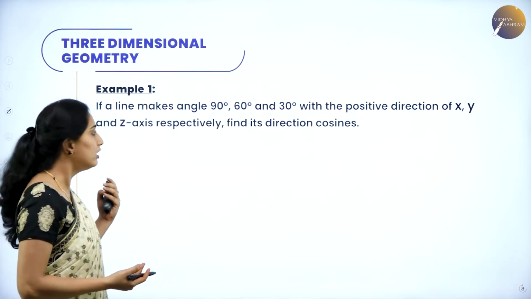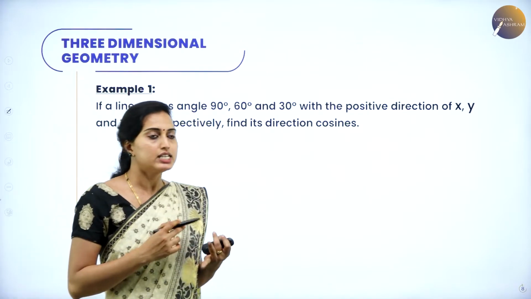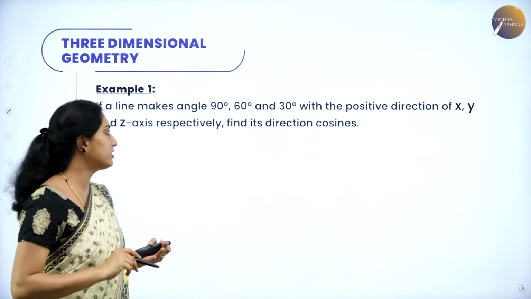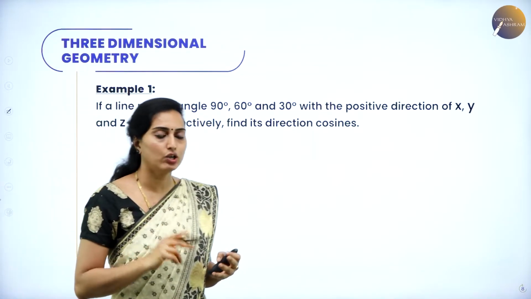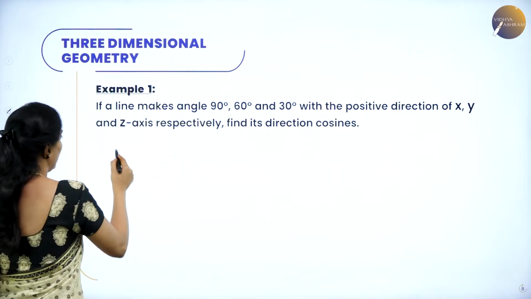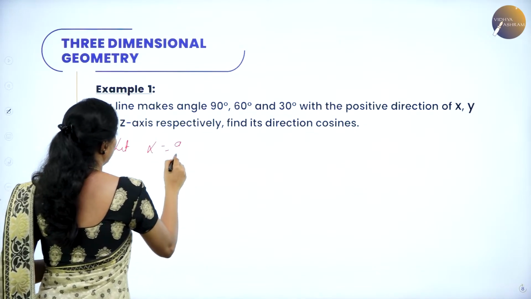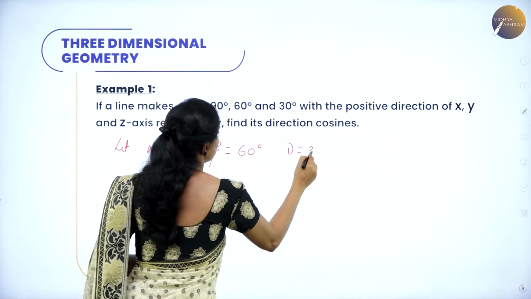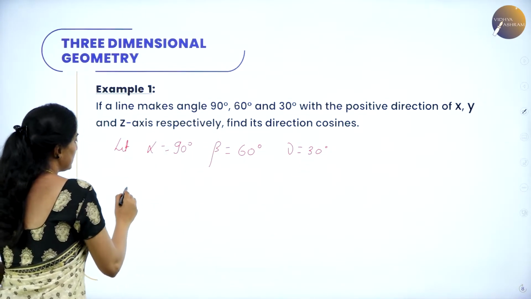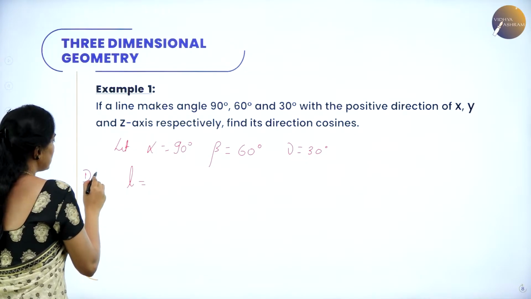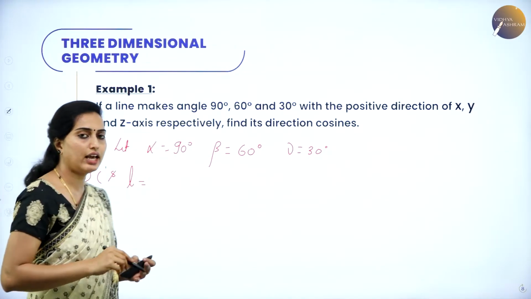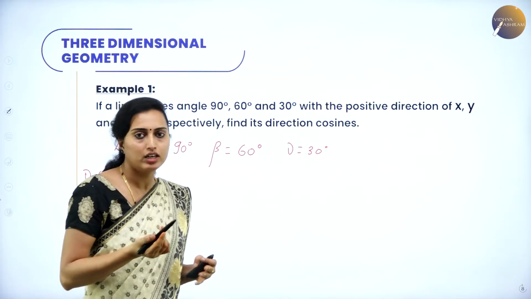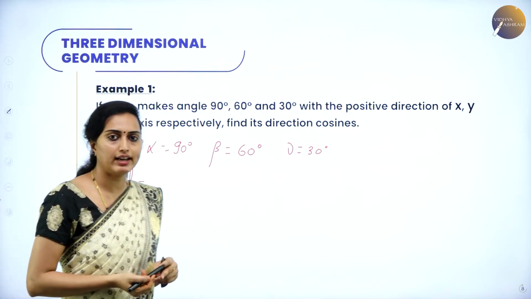Here, the example I have taken: if a line makes an angle 90 degree, 60 degree and 30 degree with the positive direction of x, y and z axis respectively, find its direction cosines. Here they have given the angles, therefore let alpha equals 90 degree, beta equals 60 degree and gamma equals 30 degree. What are the direction cosines? Direction cosines are defined as DCs. Direction ratios are defined as DRs. If I write it like this, you have to consider it as direction cosines.